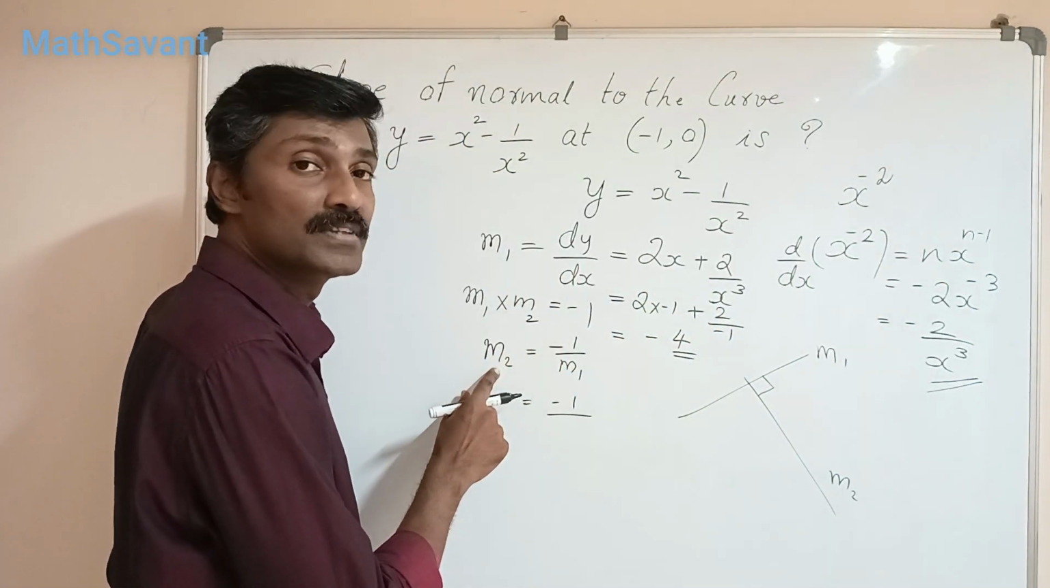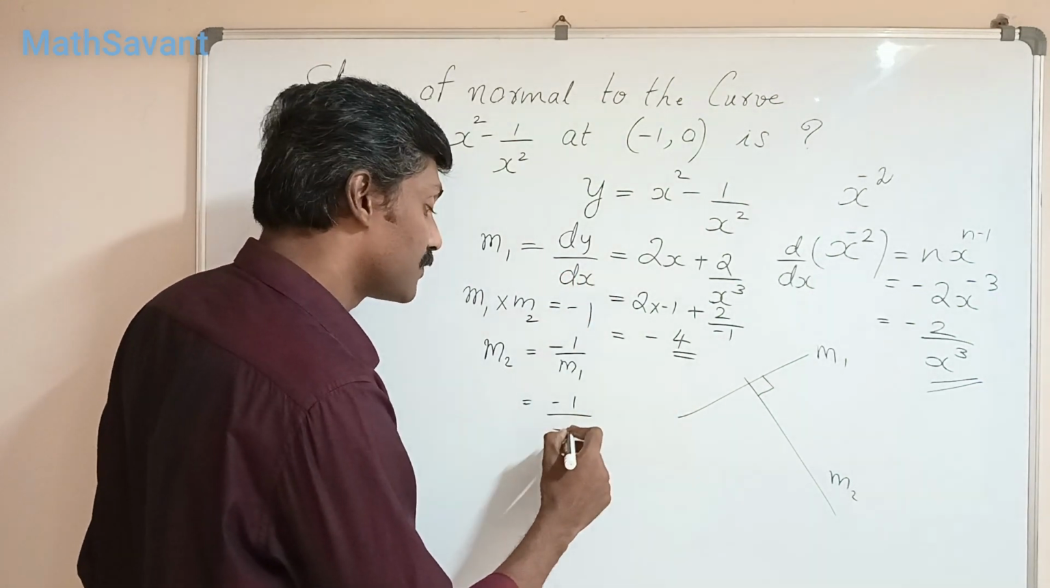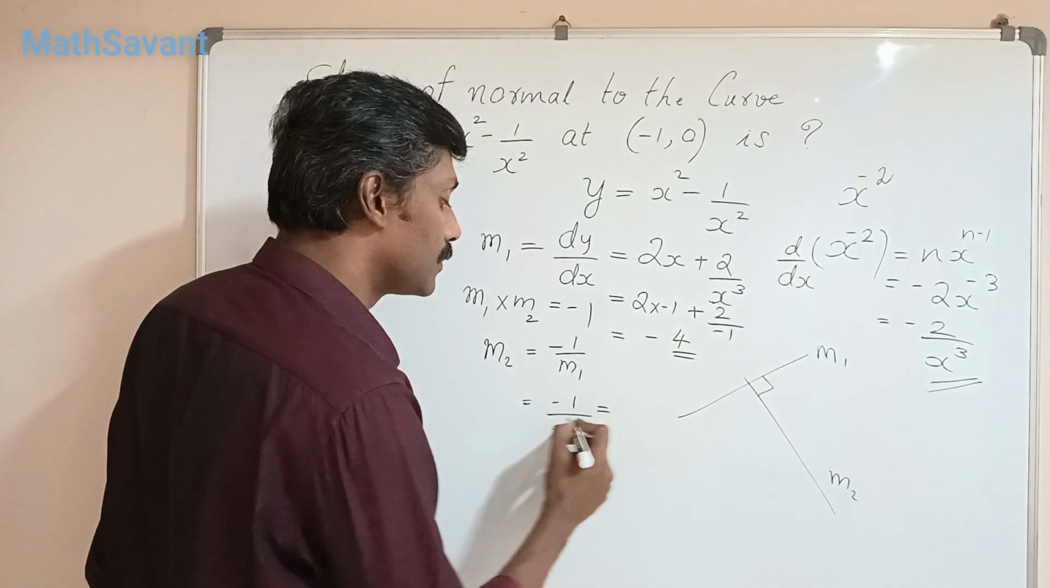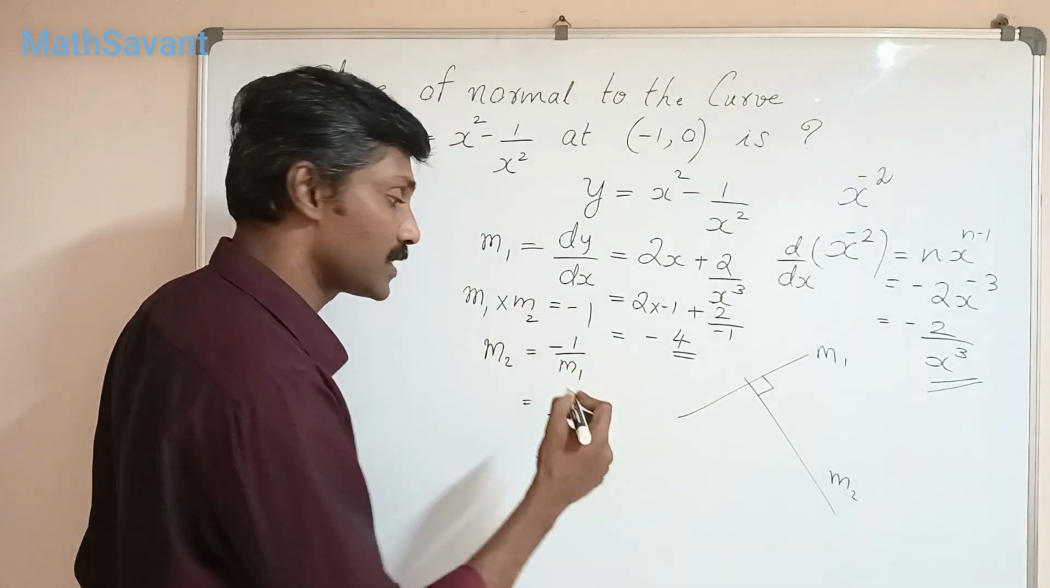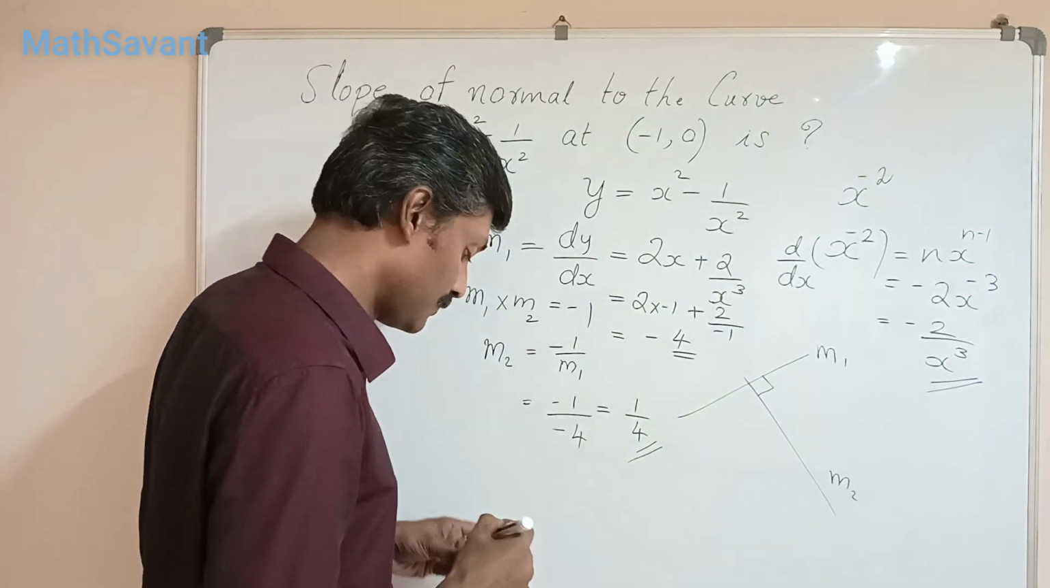So the slope of the normal will be minus 1 by minus 4. That means it will be equal to minus and minus gets cancelled. It becomes plus 1. So you get 1 divided by 4, right?